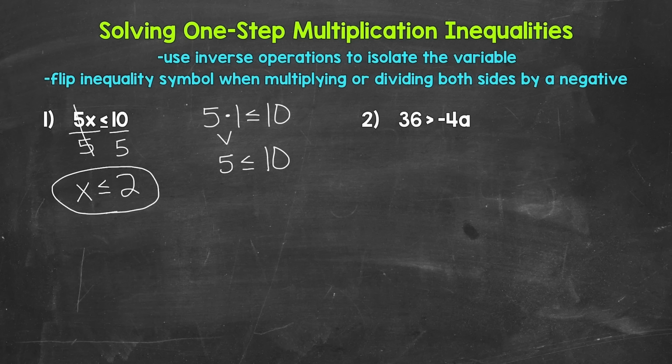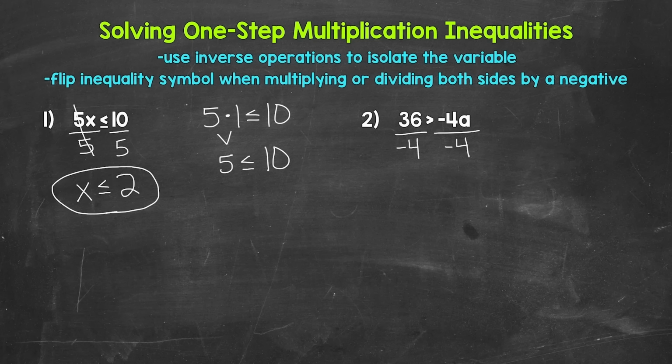Let's move on to number 2, where we have 36 is greater than negative 4a. So we need to isolate that variable of a. It's being multiplied by negative 4, so we need the inverse operation, division. So divide the right side by negative 4. That means we need to divide the left side by negative 4 as well.